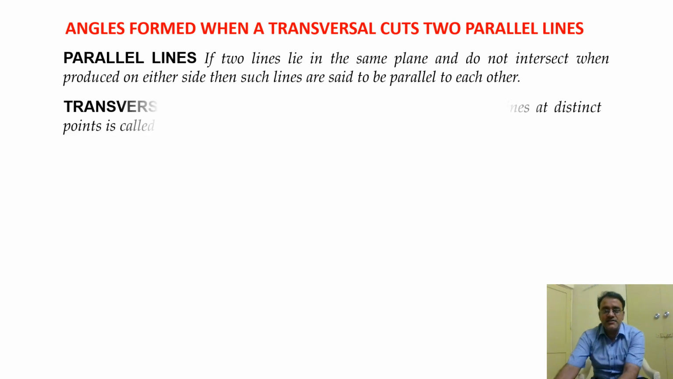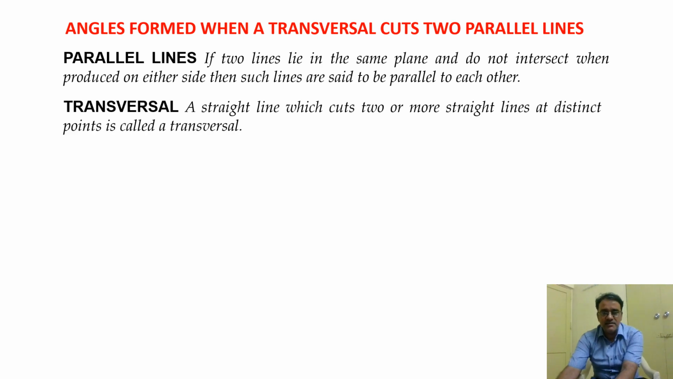And the next topic is transversal. A straight line which cuts two or more straight lines at distinct points is called a transversal line. Not only two distinct points, it can be three, it can be four, right? If it intersects three lines, there will be three distinct points; if it intersects four lines, there will be four distinct points. That is why the number is not mentioned.